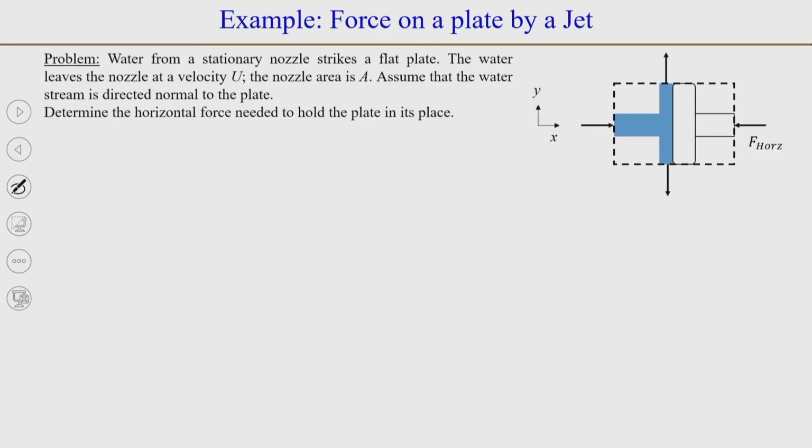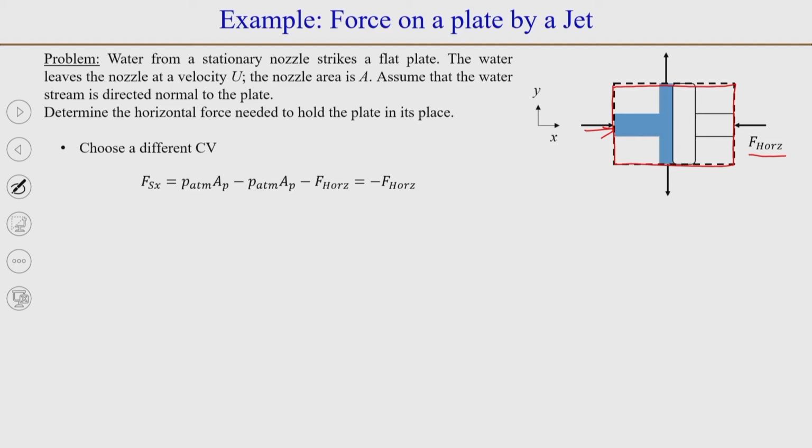Now, we can choose a different control volume and try to solve the problem again. This time we choose a control volume which surrounds the jet as well as the plate. Now, we see that in this control volume the horizontal force acts on the control volume itself, and the flow is coming inside the control volume. So, we apply the momentum conservation in this control volume and write down the equations.